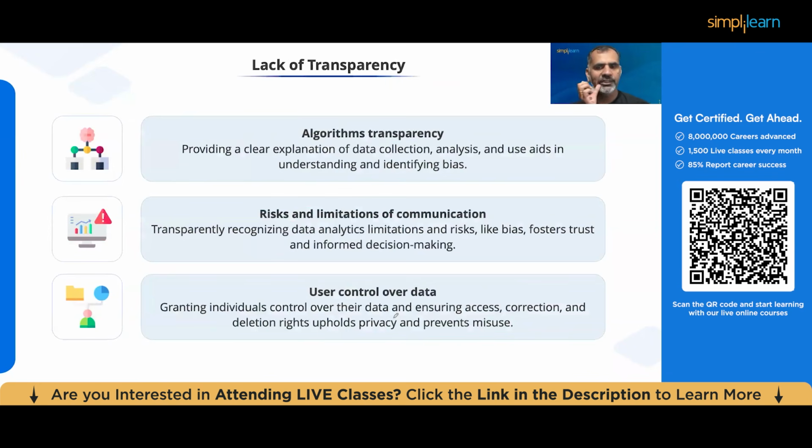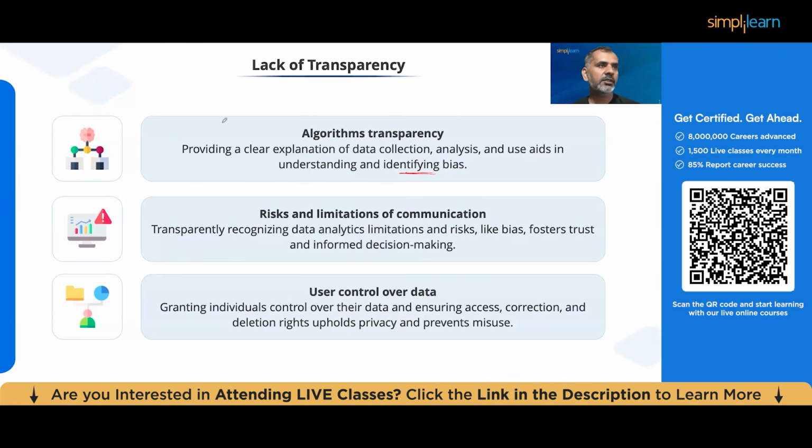Okay, so now let's move to the third, which is lack of transparency. So first was bias and discrimination, then privacy, and third is lack of transparency. Transparency is all about providing clear-cut information about data collection, data analysis, and the uses of data, so we can understand and identify the different biases. You have to tell the user what type of information you are collecting, how you are going to analyze that information, what the use case of that information is, and where you are going to store it. This is the way you can make your system transparent.